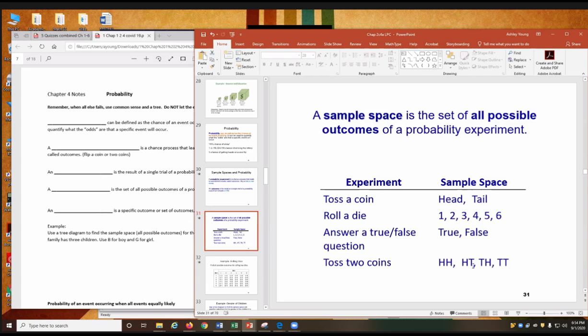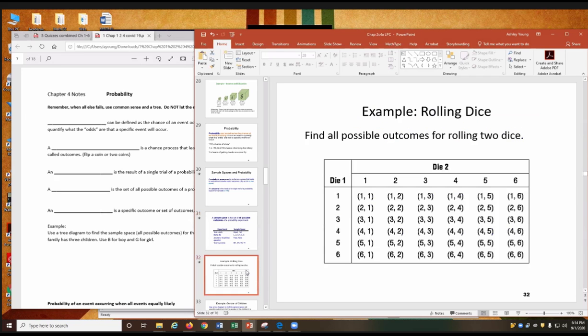Or I can get heads and tails, or I can get tails and heads, which is different, or I can get tails and tails. So again, sample space is a list, it's just a list. It's a list of all possible outcomes that you could get when you do a probability experiment. For example, here's one for rolling a dice.